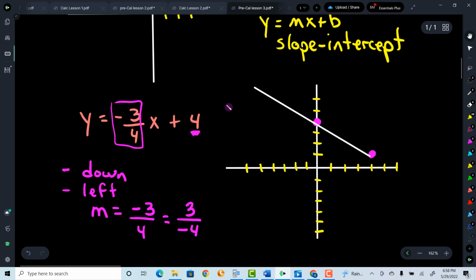Okay, but what would happen if I had said 3 over -4 instead? So that means we would go up 3, right? Positive 3 means rise 3. Negative 4 means go left 4. So I would go 1, 2, 3, 4. And there's my point. So although I would get a different point, I'm getting the same line. It's just a different point on the line, but it's the same line. Okay, so that's called the slope-intercept form.